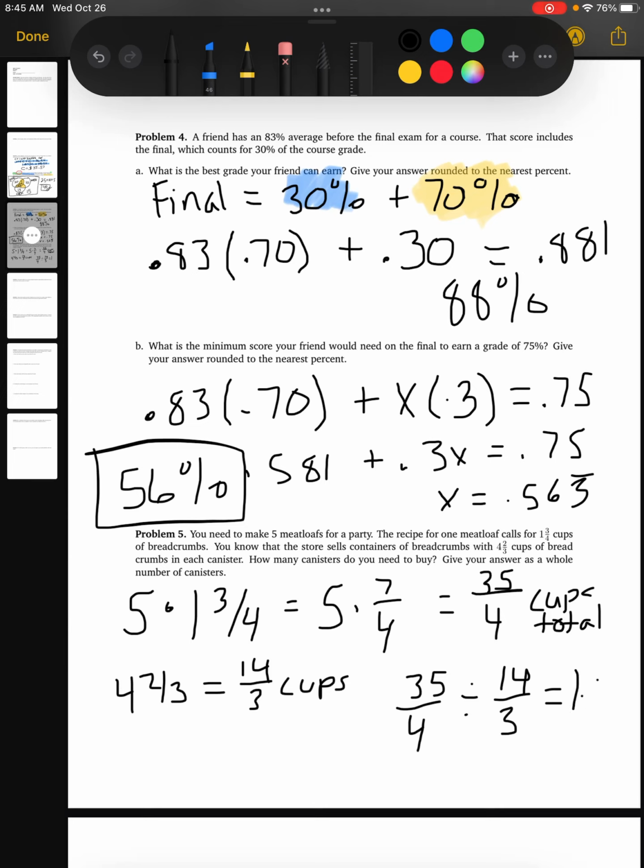So then you get a decimal value, 1.875. But you can't buy 0.875 of a canister of breadcrumbs at most grocery stores that I know of, right? So I want you guys to give your answer as a whole number of canisters. So that would be 2.